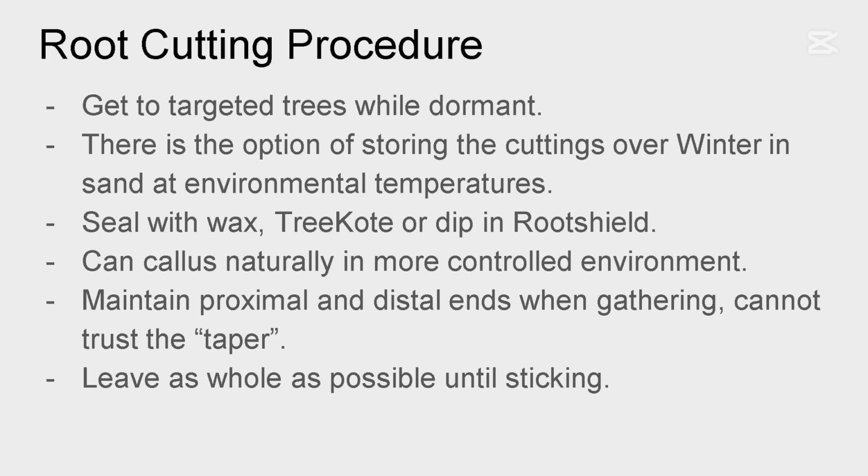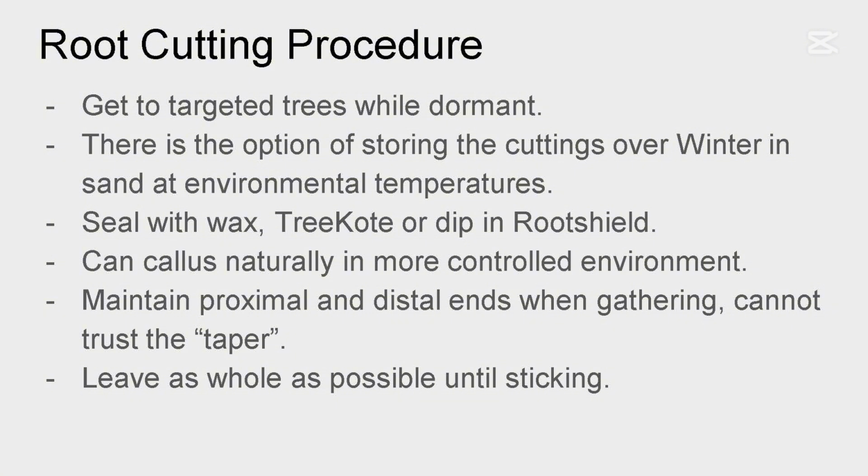While you're gathering, you want to maintain your proximal and distal ends, so the piece of the root closest to the tree and that going away, just by nature of how it's going to sprout. It's going to sprout from the proximal end, and then you get better form. And I was finding to leave them as whole as possible until you're sticking them. It was helping to mitigate rot, and it was easier to preserve them.